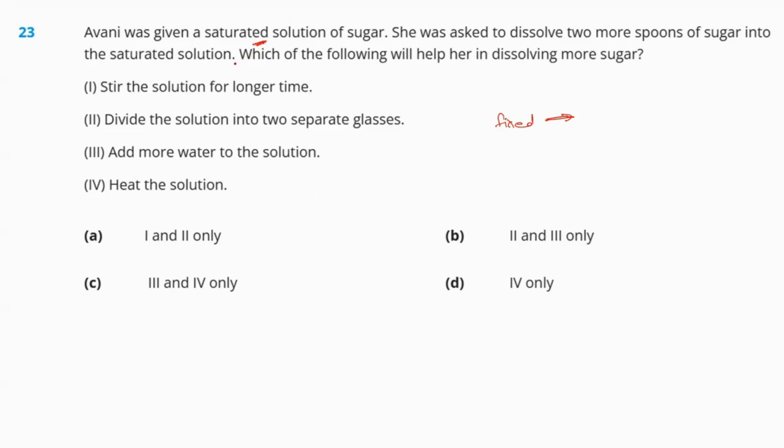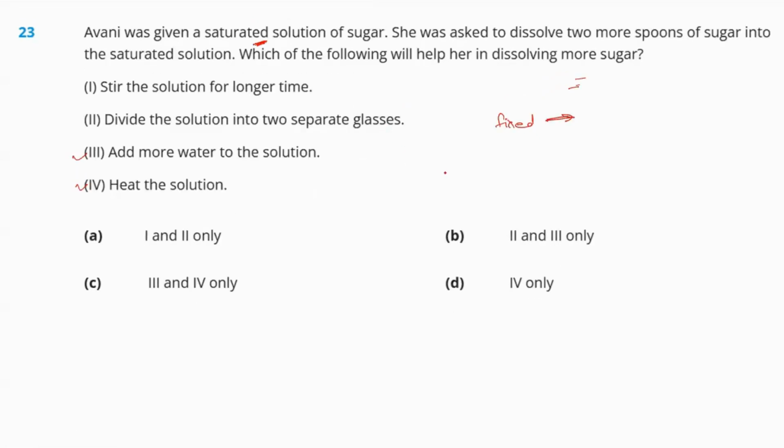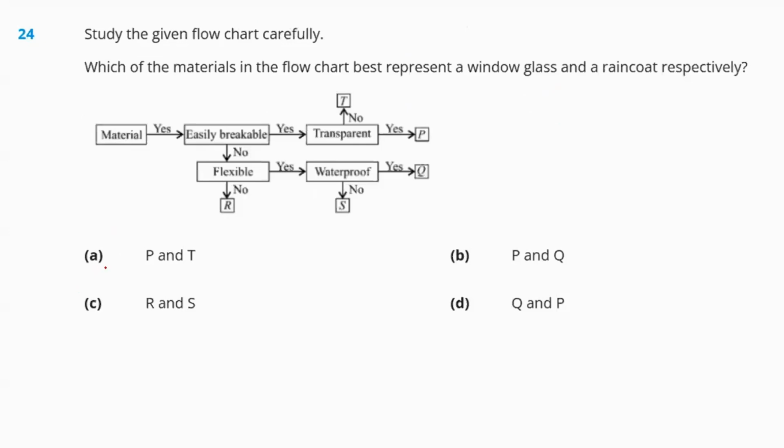So how would we be able to dissolve more sugar into that? We can add more water so that the volume of the solvent would be up, or we can heat the solution because heat increases the solubility. Right, so our answer would be option number 3 and 4.